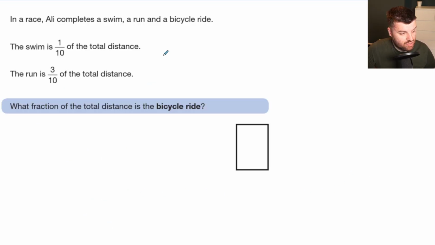Again, an equivalent fractions question, really. In a race, Ali completes a swim, a run, and a bicycle ride. The swim is 1/10 of the total distance. The run is 3/10 of the total distance. What fraction is the bike ride?